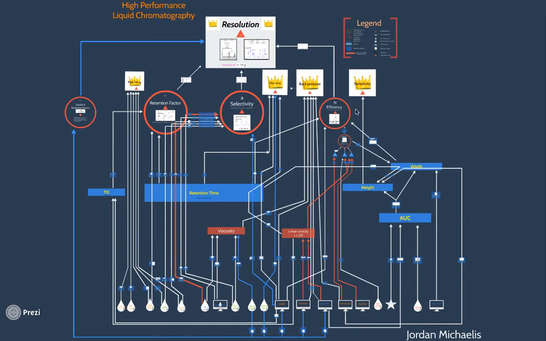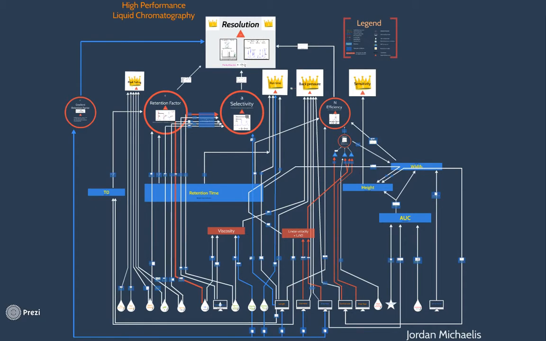The next level are these red circles, which are the calculator responses, and they're also the components that make up the resolution equation. So we've got retention factor, selectivity, and efficiency. The gradient retention factor over here is a little bit different, and it's more of a theoretical notion, whereas the isocratic retention factor is pretty much the ratio of the time spent in the stationary phase over the mobile phase, or the concentration in each phase.